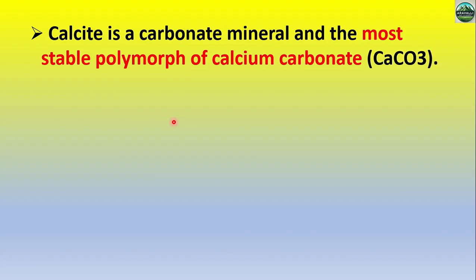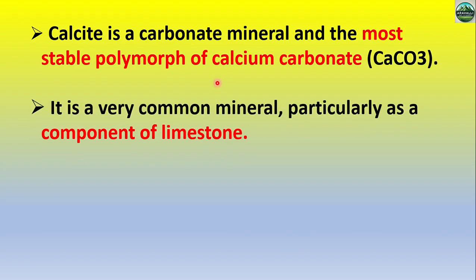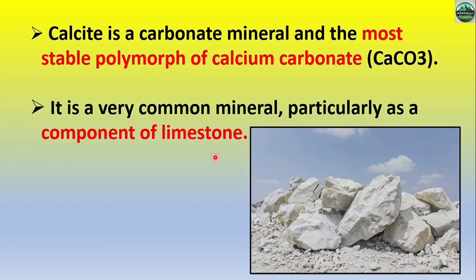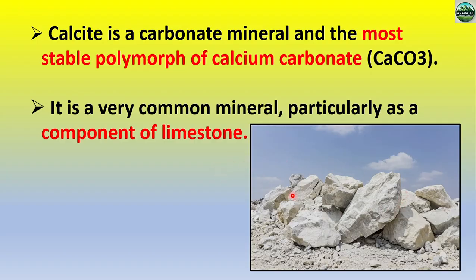Calcite is a carbonate mineral and the most stable polymorph of calcium carbonate. We know that there are three polymorphs: calcite, aragonite and vaterite, but calcite is the most stable polymorph of calcium carbonate. It is a very common mineral, particularly as a component of limestone. We know that limestone is a sedimentary rock, and the major mineral of limestone is calcite.